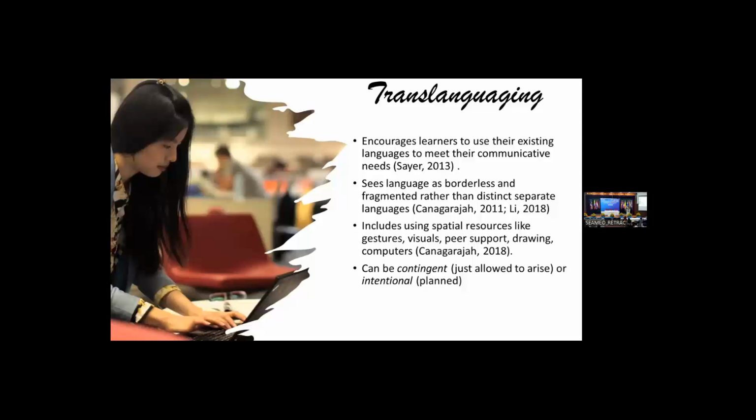Translanguaging, according to Kanagaraja, is using all your spatial resources. And spatial is a bit of a weird word. You think, what's he talking about? We're going into space? No, what he means is what's around you, the space around you. You utilize everything: your gesture, pictures, your friend, you know, "Hey, I don't know the word. Can you just tell me what that word is?" "Oh, yeah, thanks." Drawing, Google Translate, Chat GPT, any kind of AI you can get your hands on, and you use that to effectively communicate.